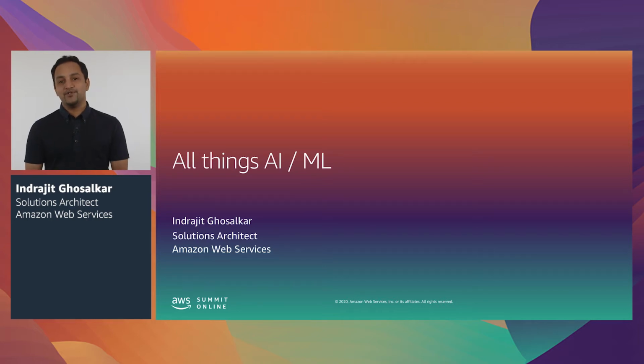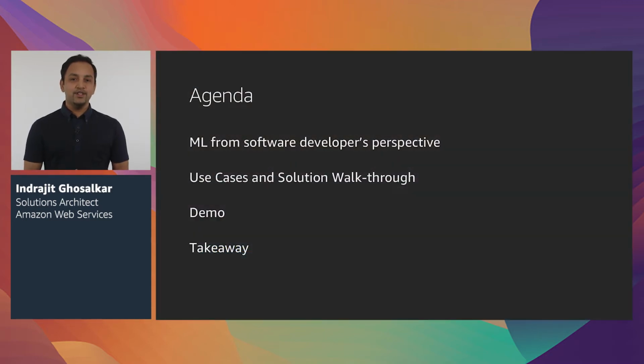I want to thank you for joining this session, which is all things AI/ML. So let's see what we're going to cover in this session today. We will look at machine learning from software developers' perspective. And then we will walk through two distinct use cases. Now, why I say distinct? Stay tuned for that. We will cover their architecture, discuss key AWS AI/ML services like Rekognition, Amazon Personalize, and SageMaker, and of course, a couple of demos so you can experience it.